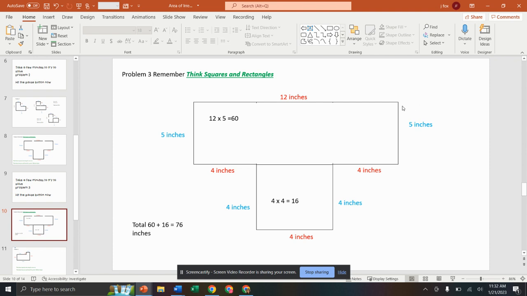The blue is 5 inches, so we know it's 5 inches. But do I use the 4? Do I use the 12? If I think about it, the 4 is only going up to here. So the 12 is all of this shape, and the 5 is all of this shape. So 12 times 5 is 60 inches. If I look at this shape, I got a lot of different colors here too, but I have 4 and 4. So 4 times 4 is 16. I take the 60 plus the 16, and I have 76 inches.